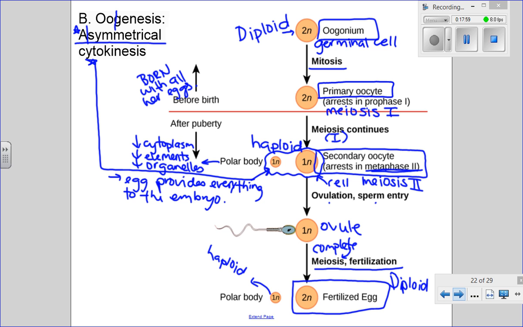Now, does anyone want to ask any questions about oogenesis? It's definitely the trickier of the two. Spermatogenesis resembles meiosis, sort of phase for phase. But oogenesis is weird because it stops at different phases. You finish with something that's diploid.